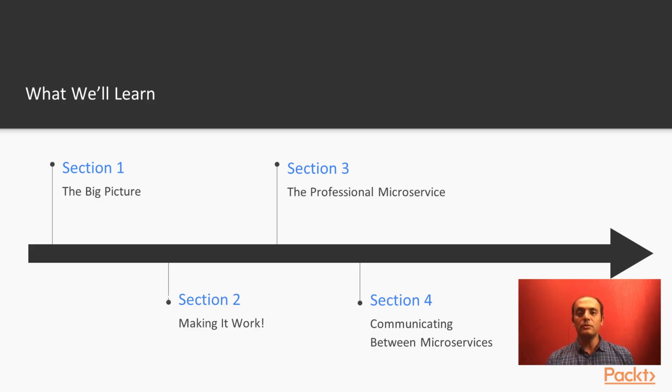In section two, we'll have a full-fledged working result, but it'll be treated like a science project. Then in section three, we'll look at it in the more professional approach of not just trying to make it work, but also try to make it work right. Section four, we will start seeing how different microservices communicate between each other using gRPC.